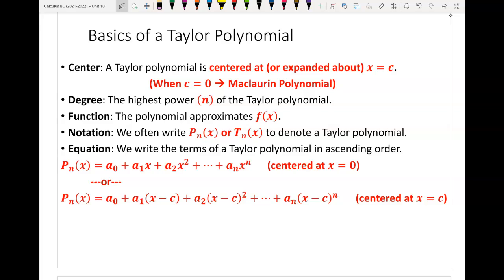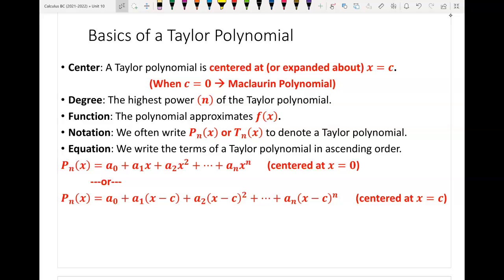We then have our degree. The one that we did was a first degree, because our highest power was a power of 1. So the highest power n of the Taylor polynomial is that degree. If they ask you to find a third degree Taylor polynomial, then they want a polynomial that's a cubic, right? Function: the function is the one that we're approximating. An example that we just did was e to the x. Notation: we will be using p sub n of x or t sub n of x. I have seen more of the p sub n, but they might throw other things at you. But that denotes a Taylor polynomial.